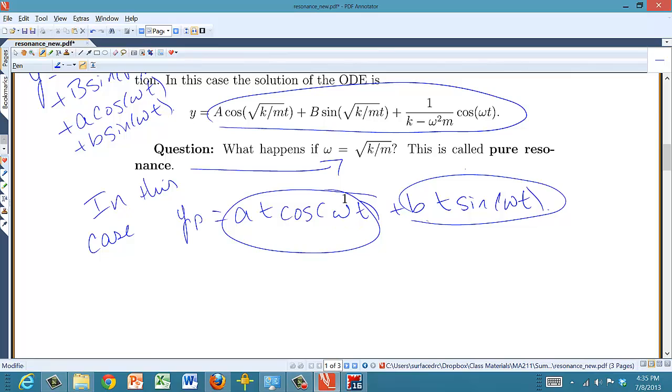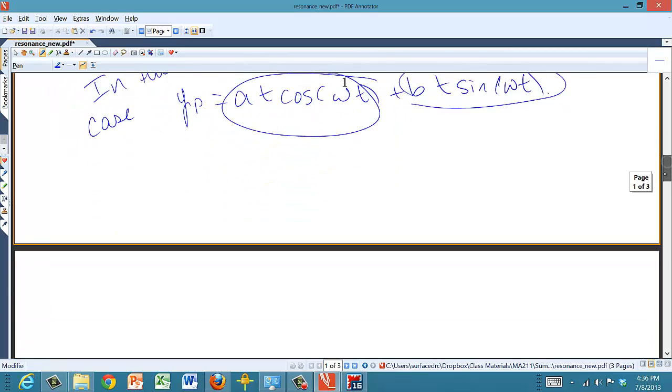These t times cosines and t times sines are making the solutions grow with time, as opposed to if it were just cosine and sine, those stay bounded. These two grow with time. Only if you force the system at the natural frequency will you see this, and again, this is called pure resonance.